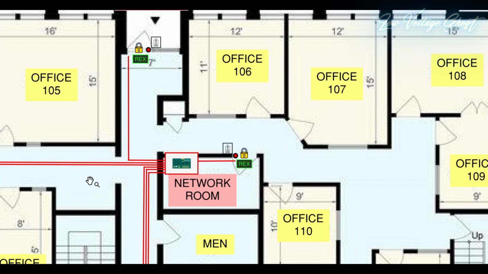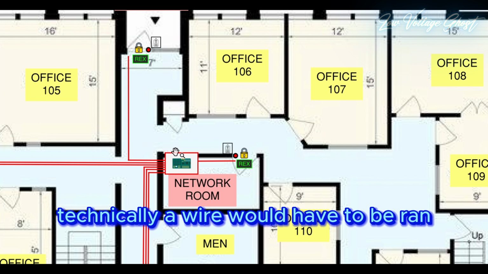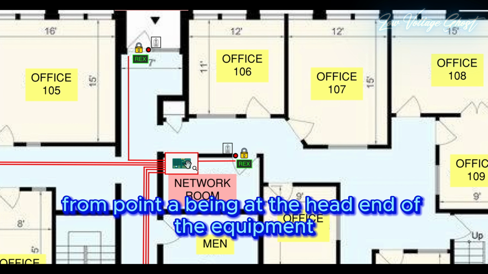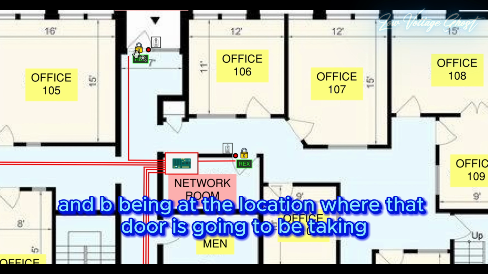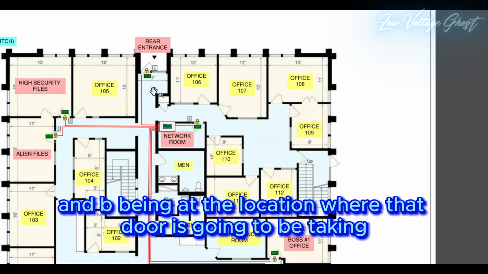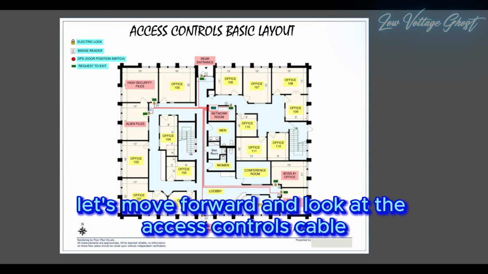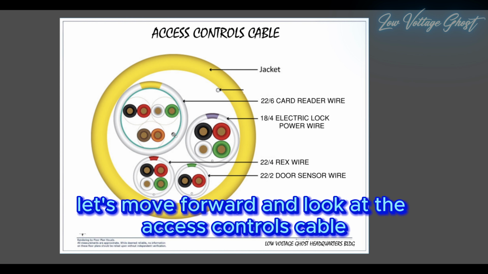So yeah, technically a wire would have to be run, what we call a home run, from point A, being at the head end of the equipment, and B, being at that location where the door is going to be taking the access control security system. Let's move forward and look at the access controls cable.